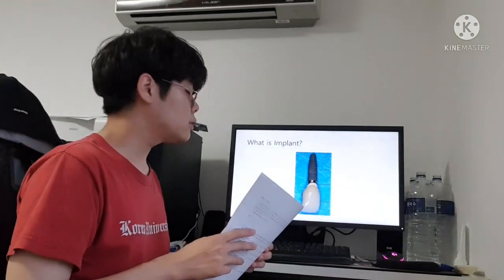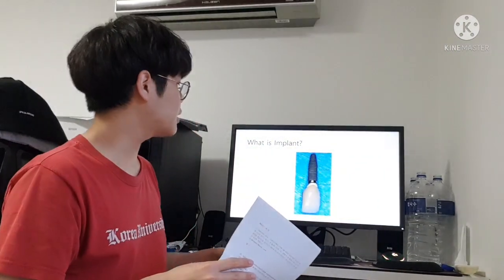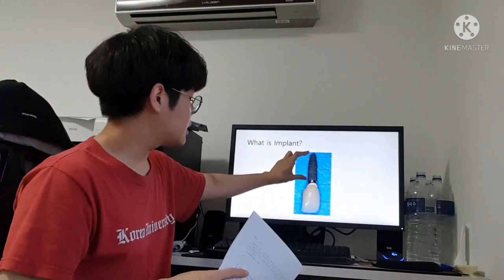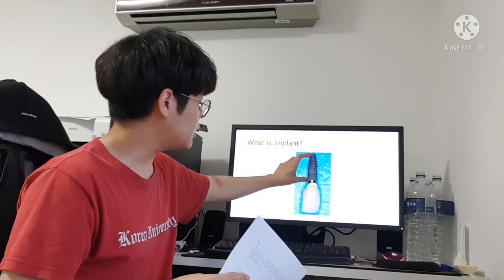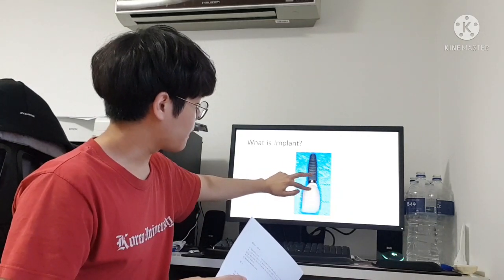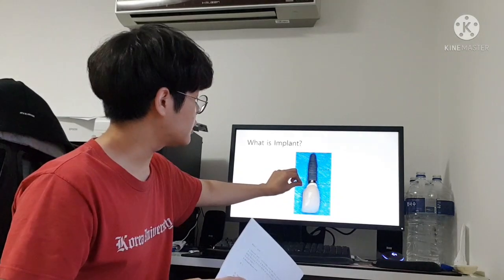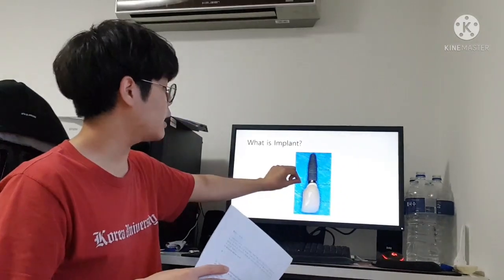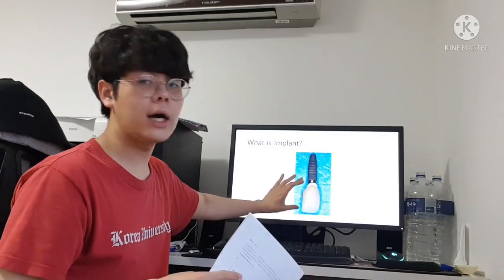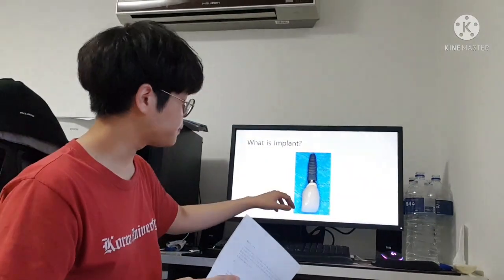Many people think the implant is this whole structure, but this screw part is the implant, this junction part is the abutment, and this white part that looks like our teeth is the crown.